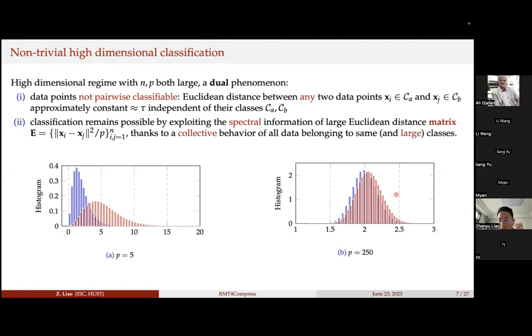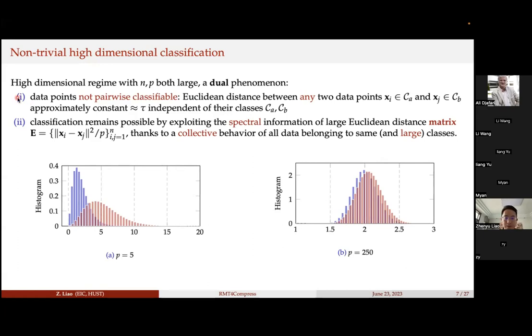However, if we move to our right-hand side, p equal to 250, not a super large number, we see that the red and blue histograms overlap. That's also given by our previous calculus. We know that in high dimensional regions the distance is approximately always the same constant, independent of whether the data points are from the same or different classes. So this supports our first item.